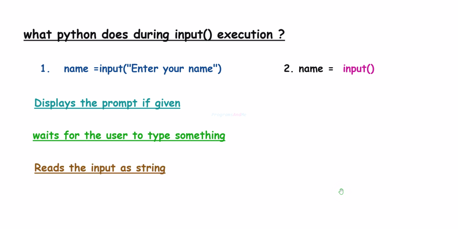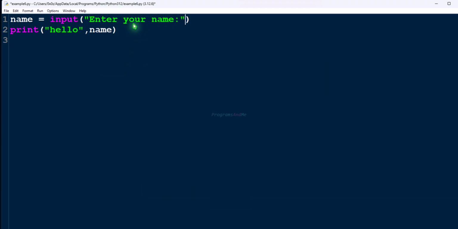The third step is it reads the input as a string. Whatever the user types, even numbers are treated as strings here. Then the function returns a string value. You can assign it to any variable. This function takes input as a string value. Even if you enter a number, it will still take it as a string value.